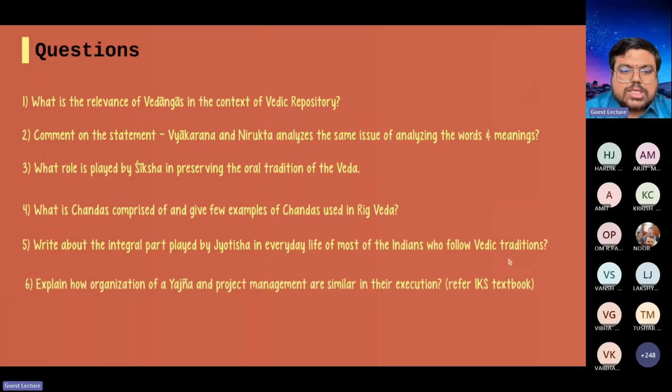Explain how organization of a yajna and project management are similar in their execution. For this, you should refer to the IKS textbook. I think in the 3rd chapter, is it? Sorry, in the 2nd chapter, you'll find IKS in Action 2.1 about how yajna and project management are related. From there, I would like you to summarize and write the gist and a little more adding your own words into it.